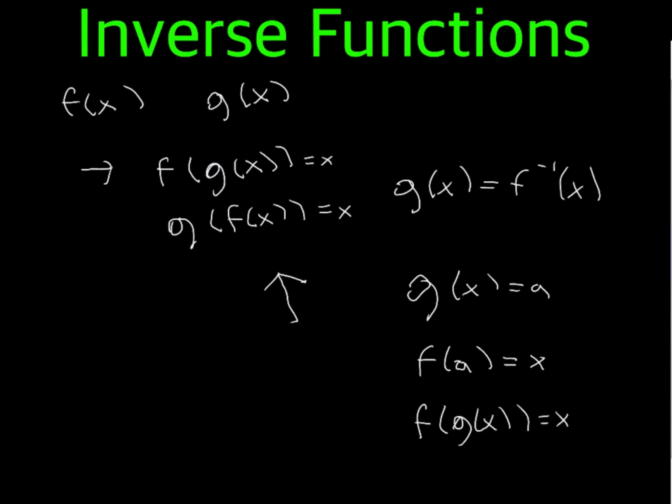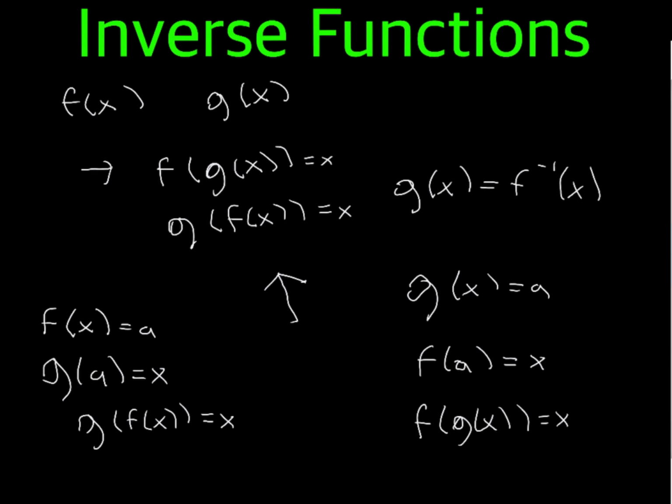And then it works in this other direction. So we should have g of f of x is x. If f of x is a, then if g of x is the inverse of f of x, then g of a should equal x, which means that g of f of x equals x. Now you might be wondering, we said that g of x was the inverse of f of x, not that f of x was the inverse of g of x. So why are both of these statements true?